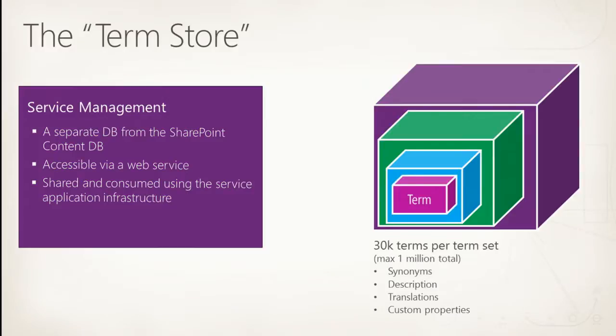And then within the term sets, you have the terms. We have a maximum of 30,000 terms per term set, a maximum of 1 million terms within the whole term store. And I should just say a term is not just a word. It can include many different synonyms, translations. It has other data such as descriptions and their custom properties. Actually, in 2013, we've exposed the custom properties through the UI so people can informally just go and create extra data on the terms. So one term is not just one word.